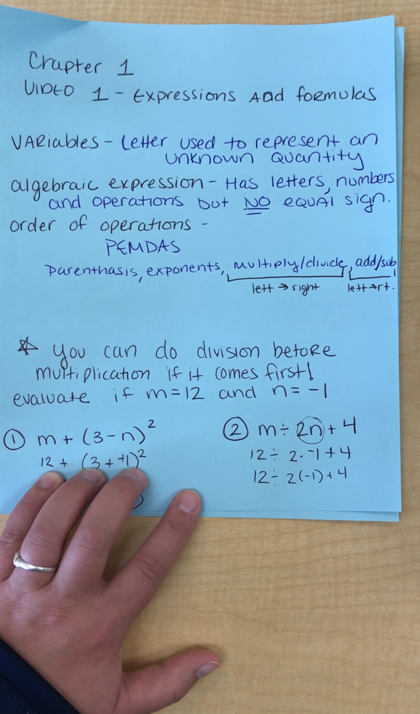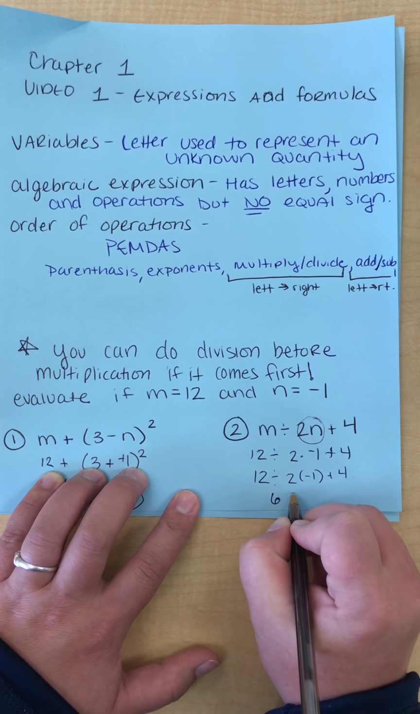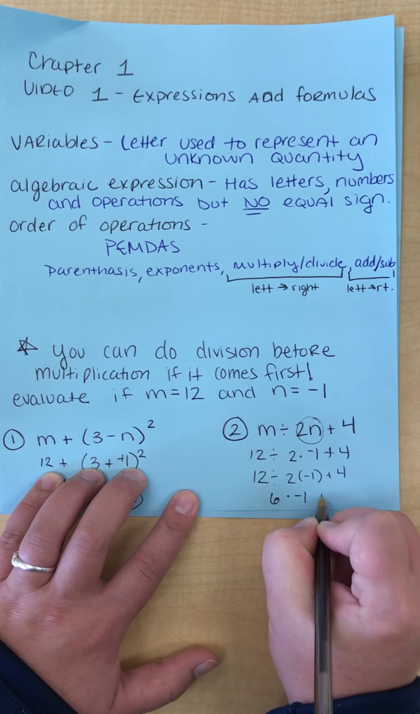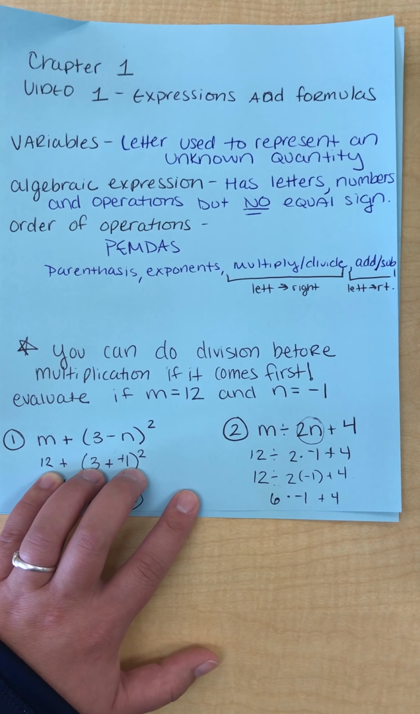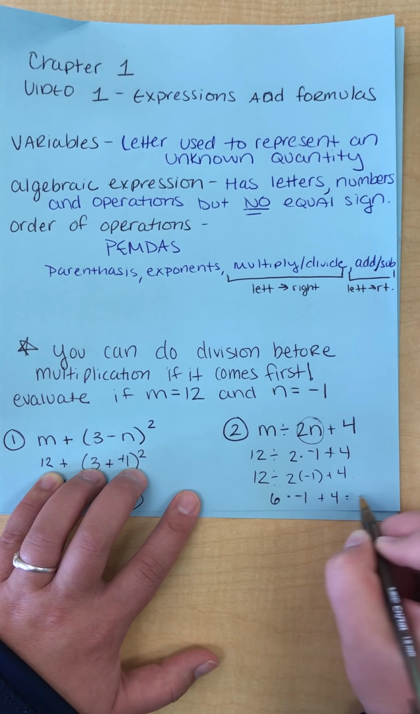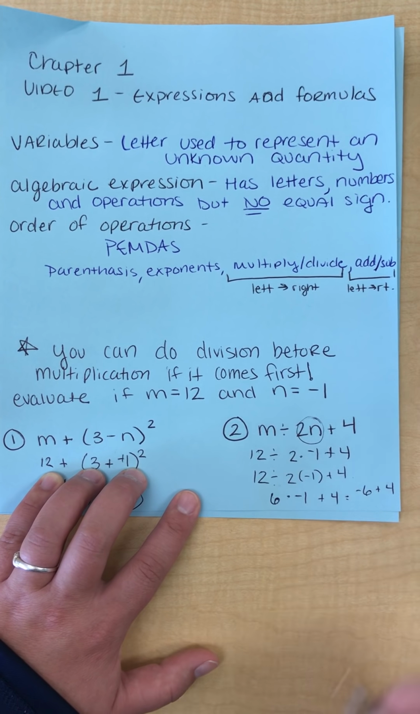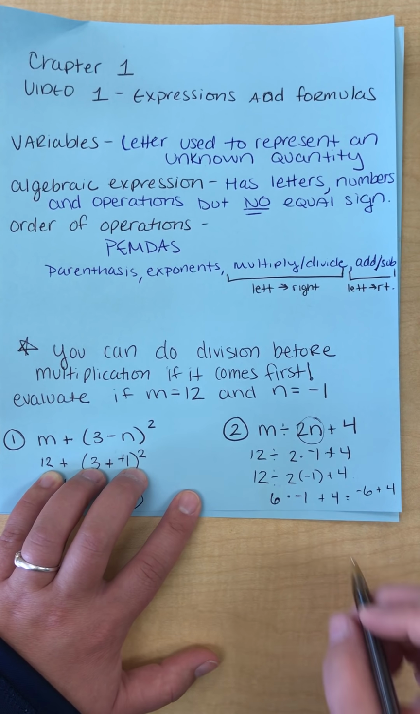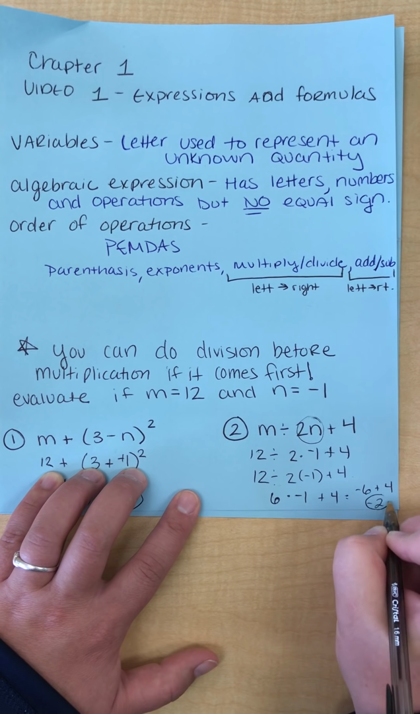Okay, now I'm going to do my order of operations. There's no parentheses, there's no exponents, but there is multiplication and division. And in this case, my division comes before my multiplication. So I'm going to divide first because it comes first from left to right. So that's 6 and then times -1 plus 4. Now I'm going to do my multiplication. So 6 times -1 gives me -6 plus 4. And then that gives me -2.